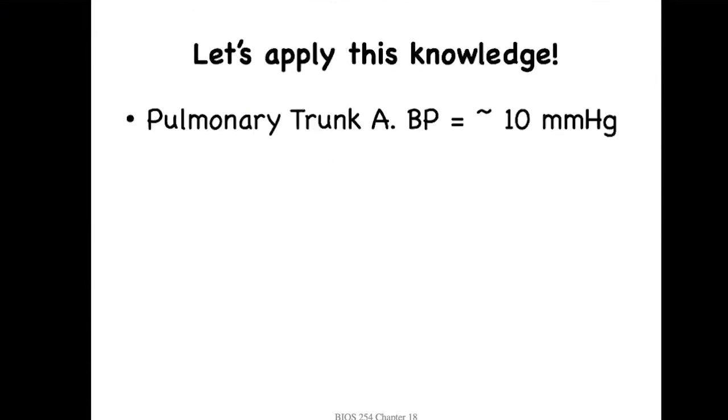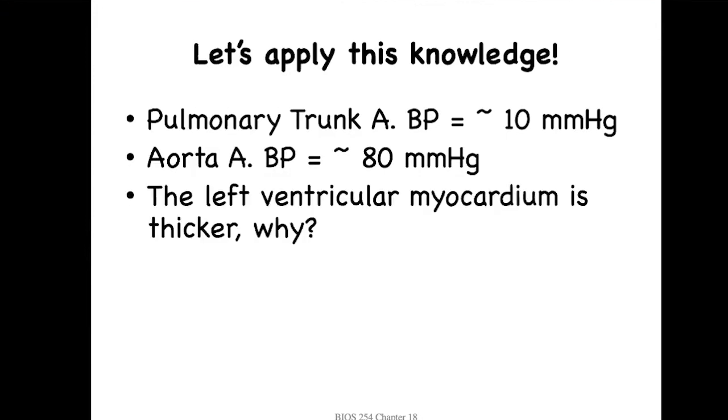Let's apply this information. The pulmonary trunk artery has a blood pressure of approximately 10 millimeters of mercury. So we measure blood pressure in millimeters of mercury. The aorta artery has a blood pressure of approximately 80 millimeters of mercury. Why is the left ventricular myocardium thicker? Stop the video and try to figure this out.